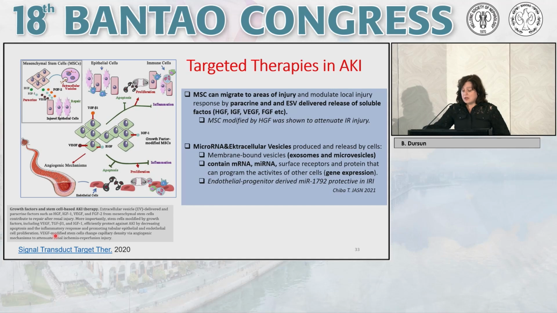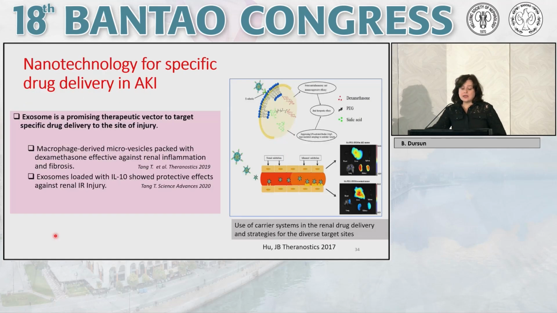Exosomes and microvesicles are membrane-bound vesicles. They contain mRNA and microRNA that can alter gene expression, and endothelial progenitor-derived microRNA was shown to be protective in ischemic reperfusion injury. So it looks like exosome is a promising therapeutic vector to target specific drug delivery to the site of injury.